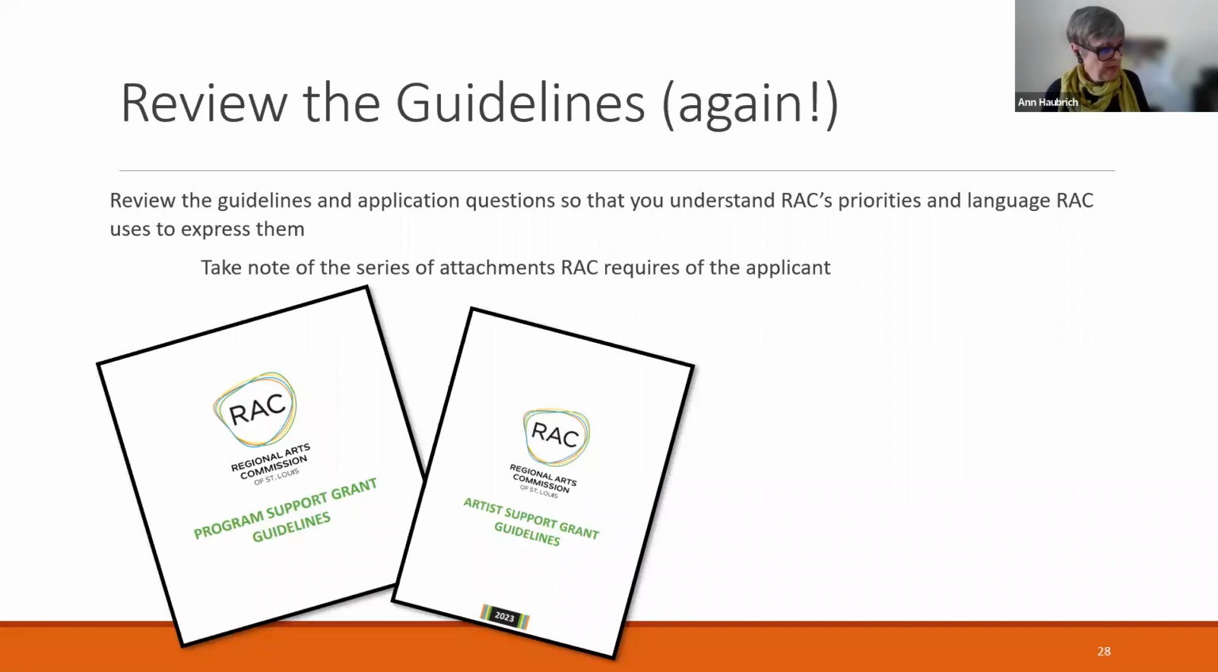And then we ask that you review the guidelines again. Keep going back to these. They are your friends. Review the guidelines and application questions so that you can understand RAC's priorities and the language that we use to express them. Take note of the series of attachments RAC requires of the applicant.